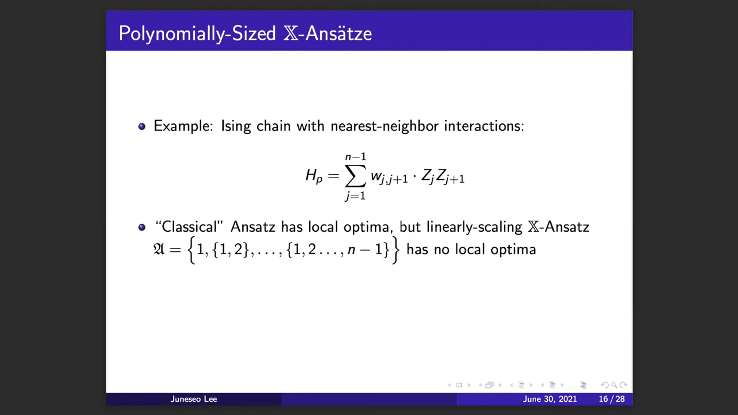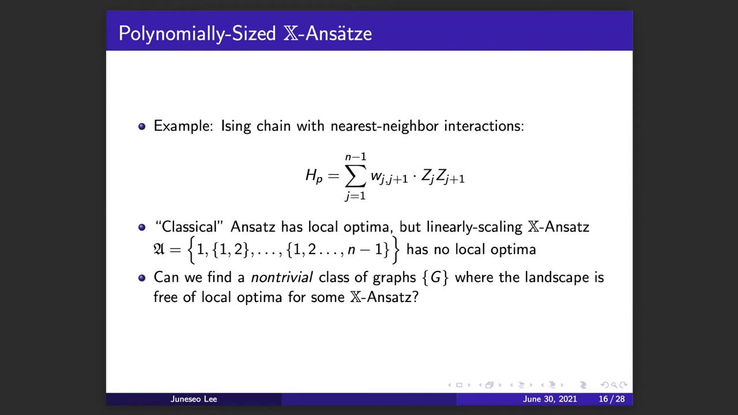And basically, you can think of this ansatz as starting from one end of the chain and then iteratively adding elements along that chain. Now, of course, solving MaxCut on a chain is trivial even classically, since the MaxCut is achieved by selecting every other vertex in the chain, which lets you select all edges as part of the cut, which is obviously the MaxCut. So the question I asked was whether you could find a non-trivial class of graphs where the landscape would be free of local optima for some X ansatz.